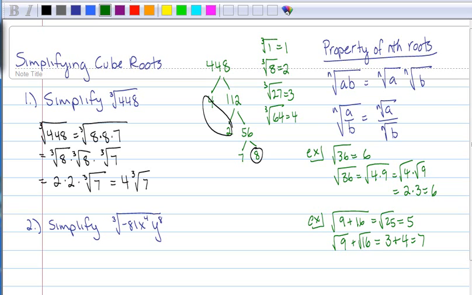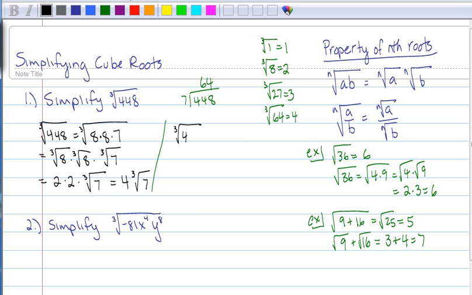Let me go ahead and erase what we have here. And we could have realized that 7 into 448 is 64. So if you originally found 64 as your answer, as a factor, and you wanted to go straight for that, that would have worked as well.